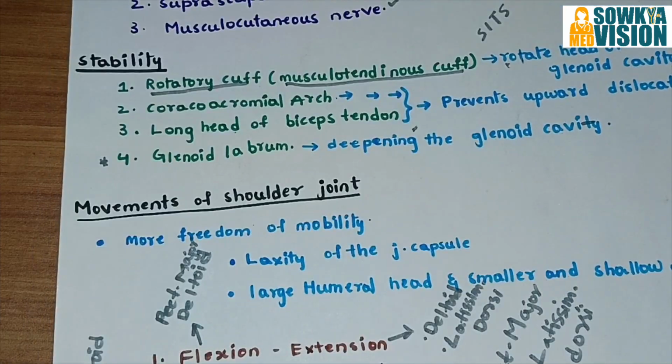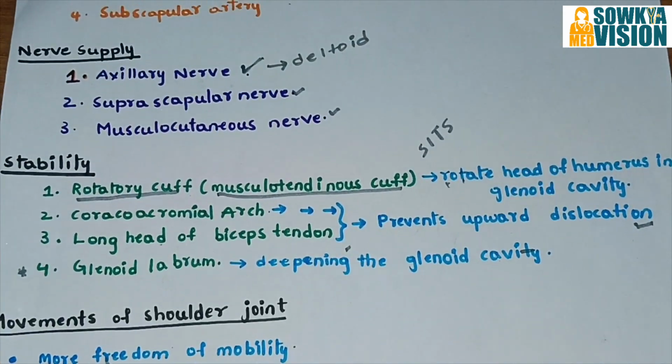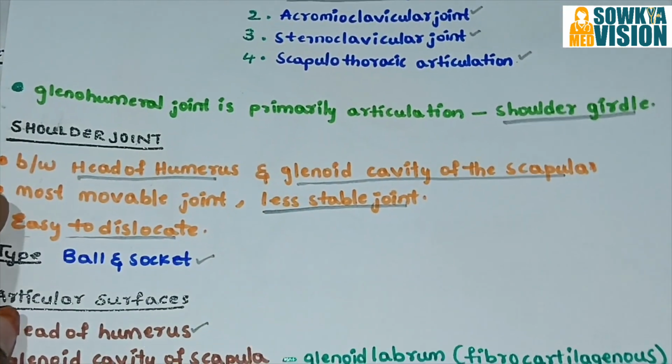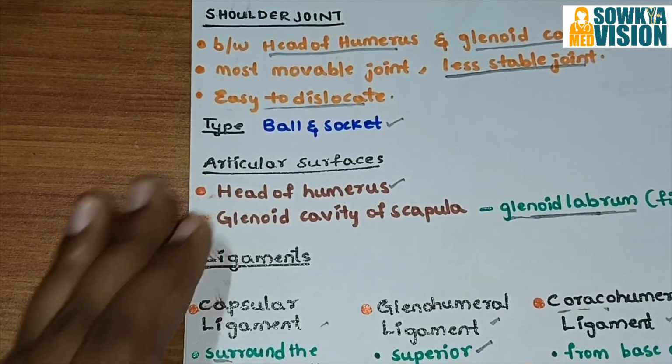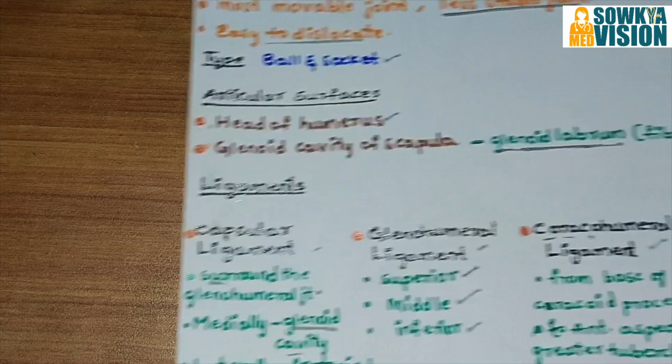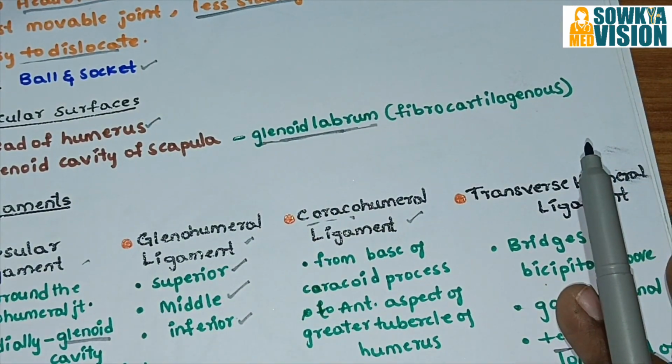So the shoulder joint is a major joint present in the upper limb. It is a ball and socket type of joint. It is formed between the large head of humerus and the small shallow glenoid cavity. The four ligaments are the capsular ligament, glenohumeral ligament, coracohumeral ligament and transverse humeral ligament.